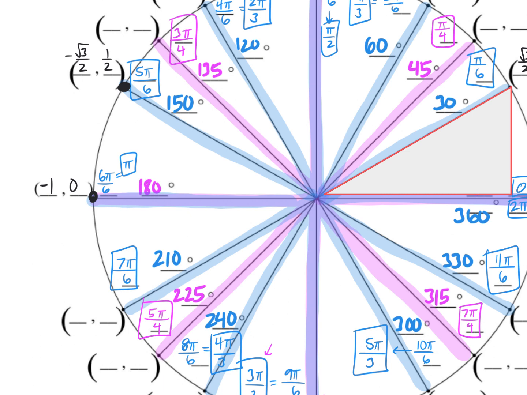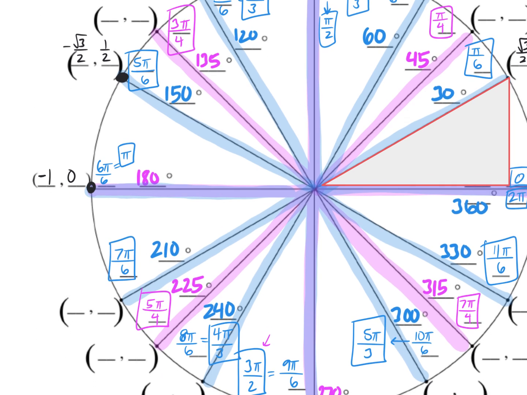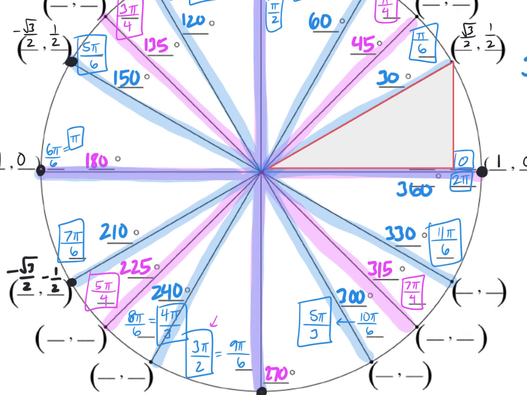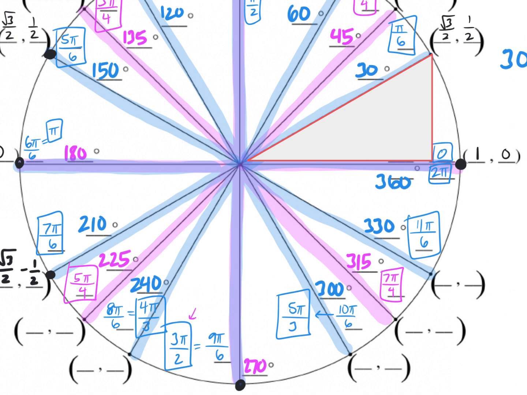Flip that point down over the x-axis, I would have this point right here at 210 degrees. And your coordinate would be negative square root of 3 over 2, negative 1/2. Followed by our last one over there would be positive square root of 3 over 2 and negative 1/2. Okay, that was my first 30, 60, 90 triangle that we did on that discovery.